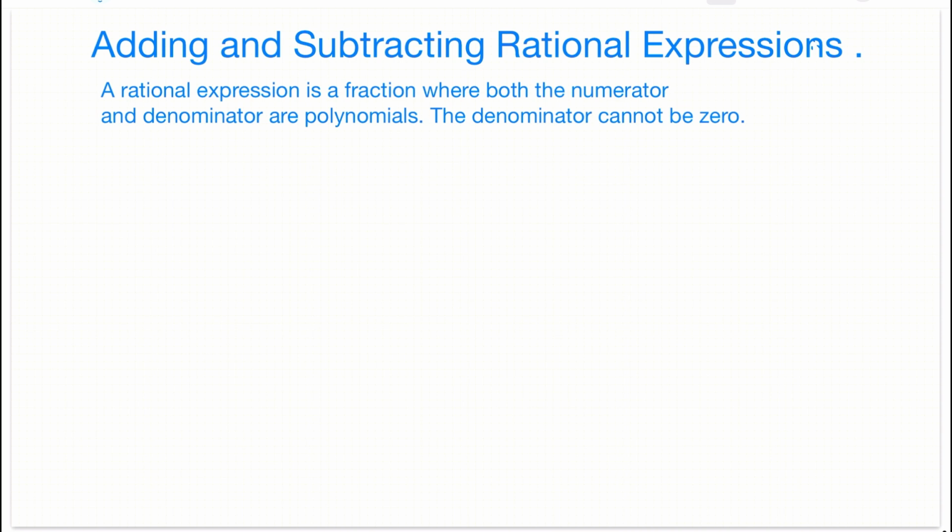A rational expression is a fraction where both the numerator and denominator are polynomials. The denominator cannot be zero. That would be dividing by zero. So let's look at an example.